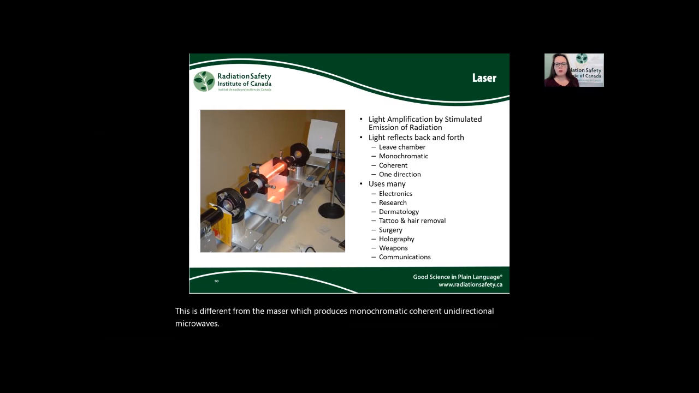Lasers have many uses in modern society. They are found in electronic devices, used in research, dermatology, tattoo and hair removal, in surgery, holography, in weapons and guidance systems, and in communications, amongst others.